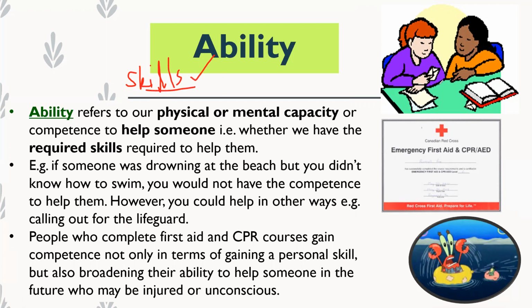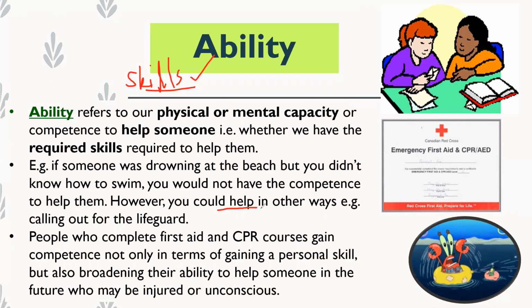For example, the example I told you guys about before: if someone's drowning at the beach, but you don't know how to swim, you're not really going to be likely to help them. But you can still help out in other ways. For example, calling out for the lifeguard, shouting, "Who can swim here? There's someone who needs help." So you can still help in other ways. It doesn't mean you're completely unable to help them. So that's the basic idea.